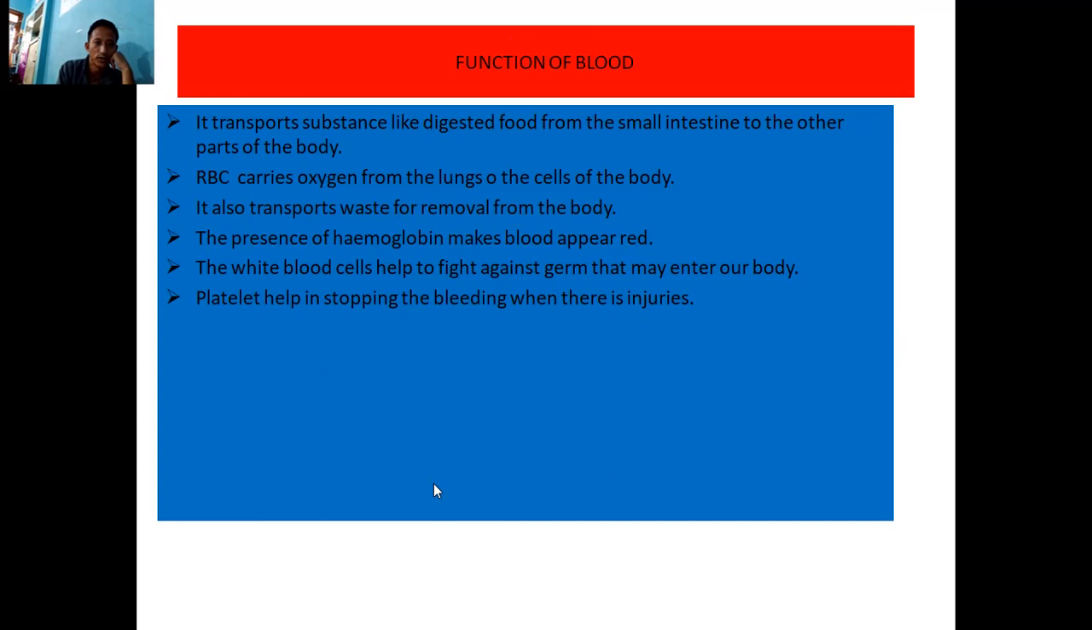This is about the blood. Next, we come to the function of blood. The function of blood is to carry digested food from the small intestine to other parts of the body. RBC carries oxygen from the lungs to the cells of the body.